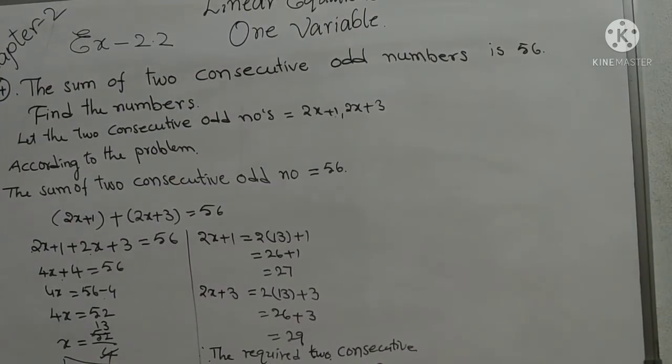The sum of two consecutive odd numbers is 56. Find the numbers. So let us take the two consecutive odd numbers as 2x plus 1 and 2x plus 3. That is the odd numbers. First we will find the x value. According to the problem, the sum of two consecutive odd numbers, sum means addition. Then we find the x value and substitute in the consecutive odd numbers. So finally we got the two consecutive odd numbers 27 and 29. Understand this one, fourth problem? Okay. Next one is the fifth question.